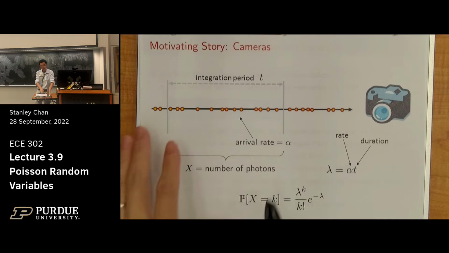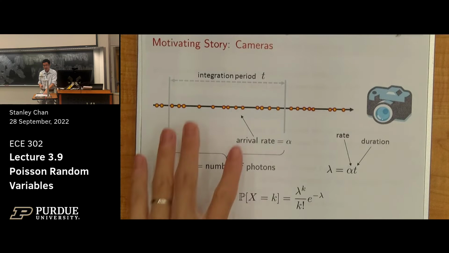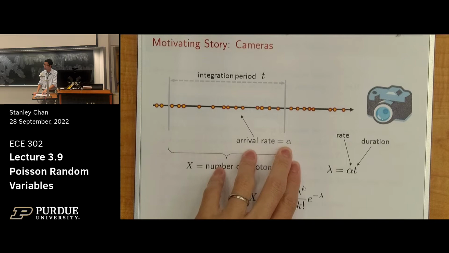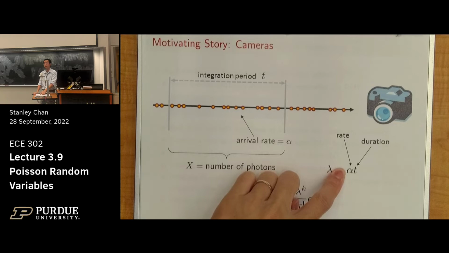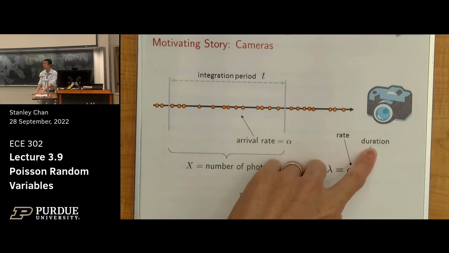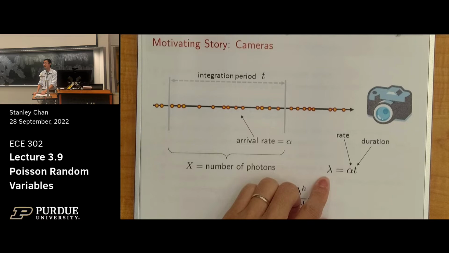So there is also a duration here. We call it the integration period. That is the time t. The photon arrival will come with a rate. It's defined by this constant alpha, which is the number of photons per second. I will also tell you the duration. It could be 1 millisecond or 30 milliseconds. So you multiply this rate with the duration, and that would be the mean photon count, not per second, just the mean photon count inside this period. Okay, so that's the mean photon count.